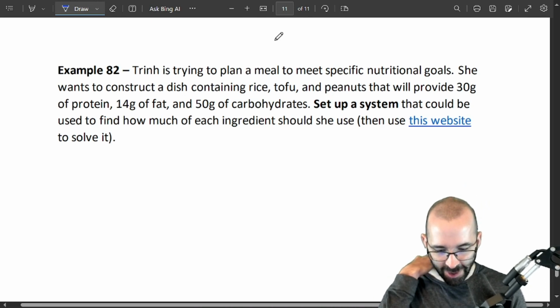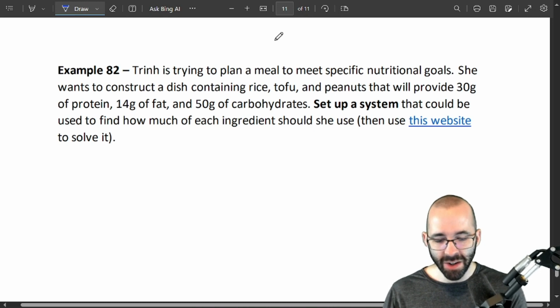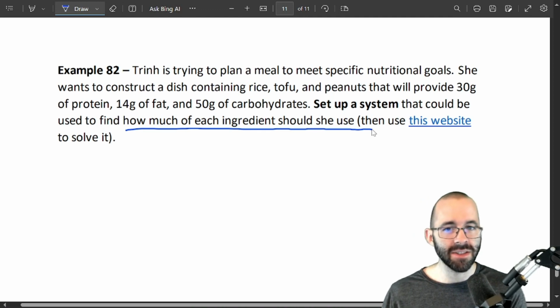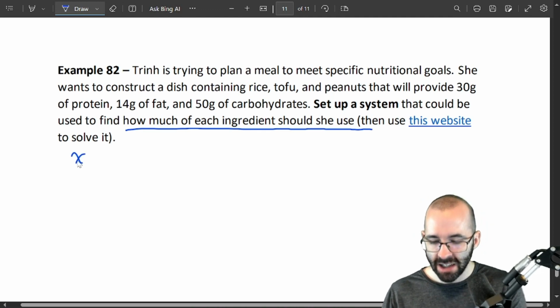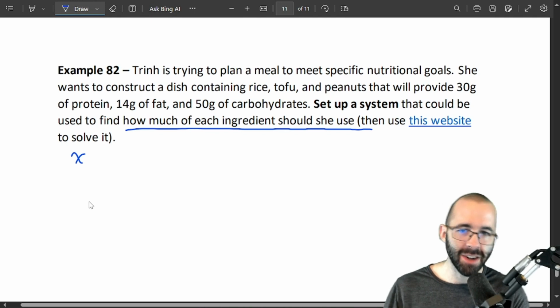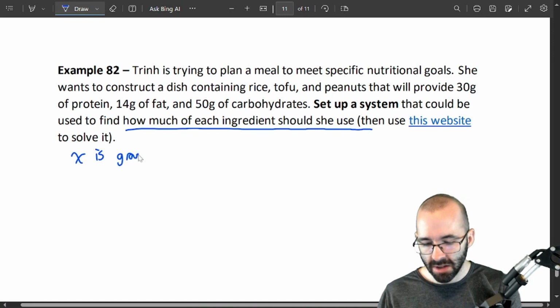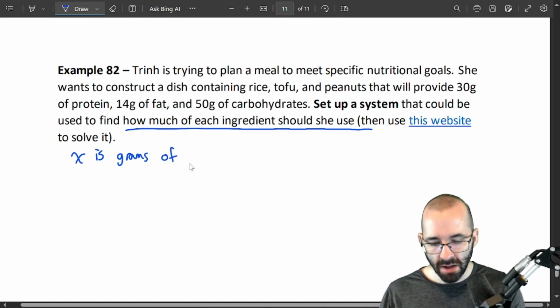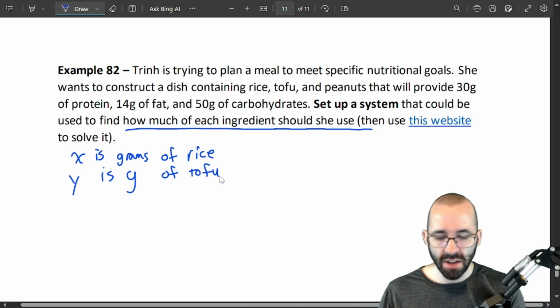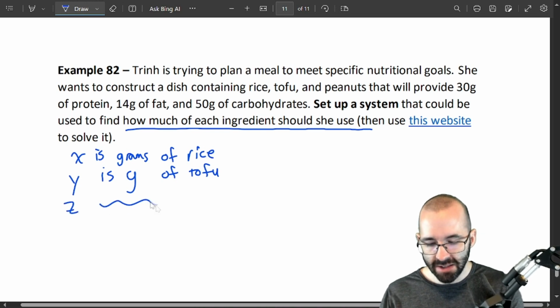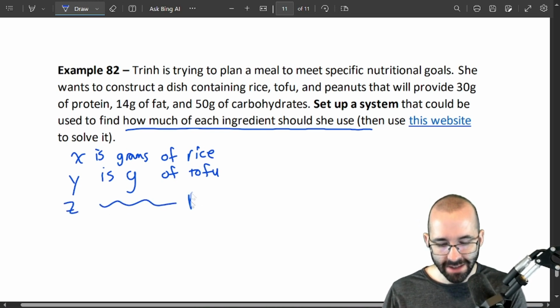Okay. So let's see. What are we asked to do? We want to find how much of each ingredient should she use. Those will be our variables, right? And apparently she doesn't care about taste or composition. Let's say x is grams of rice. y is grams of tofu. You could be more creative with your variables. R for rice, T for tofu. And z is the grams of peanuts.